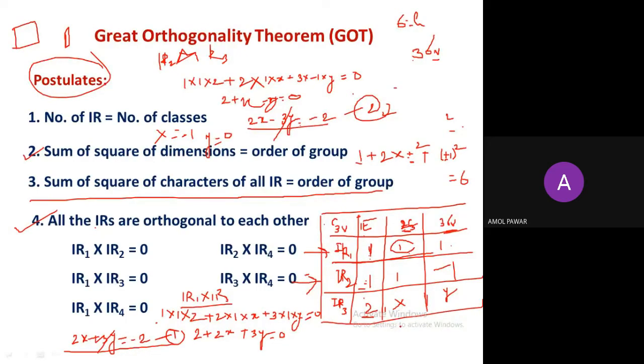Very good. Then here x is minus 1. So instead of this x you will write here for this column or this character minus 1 and 0. Minus 1 and 0. So this is the complete character table of the C3v point group.